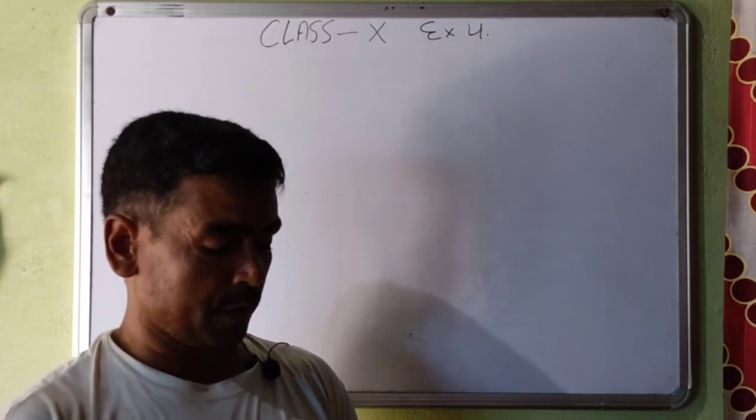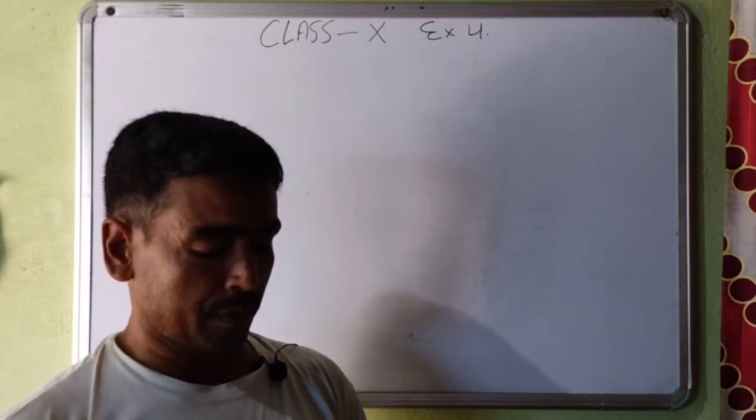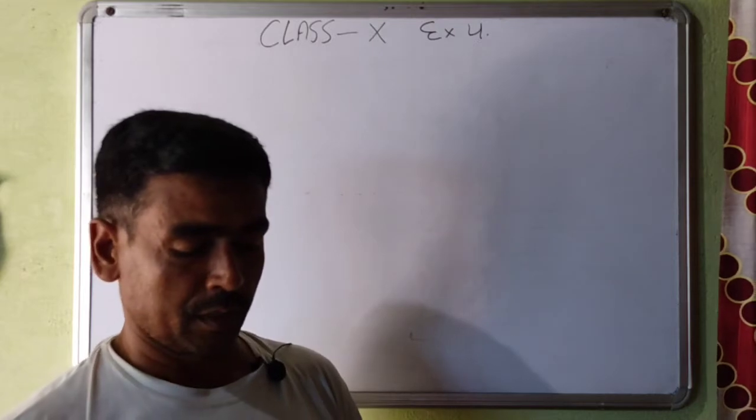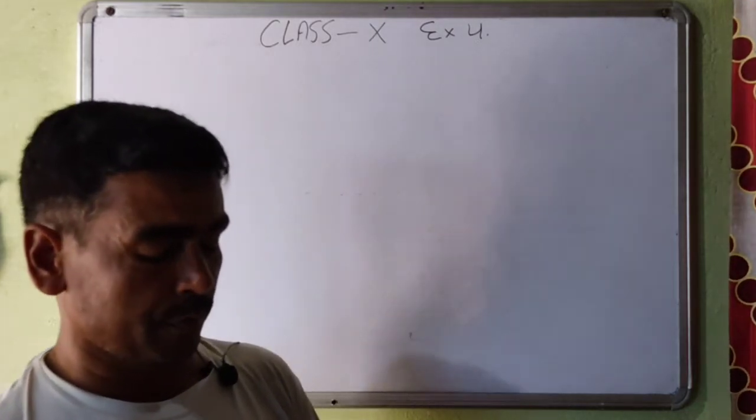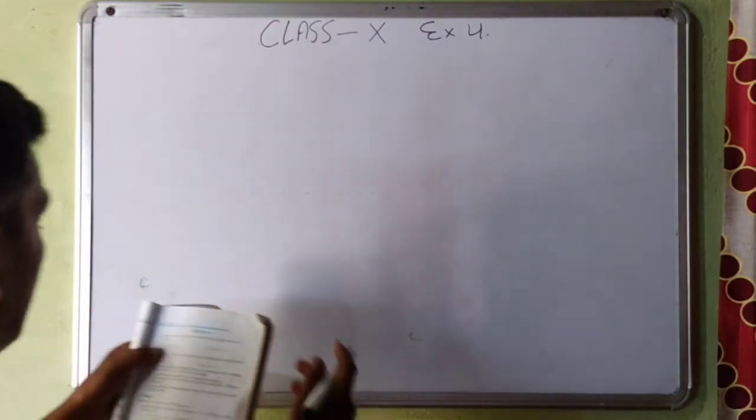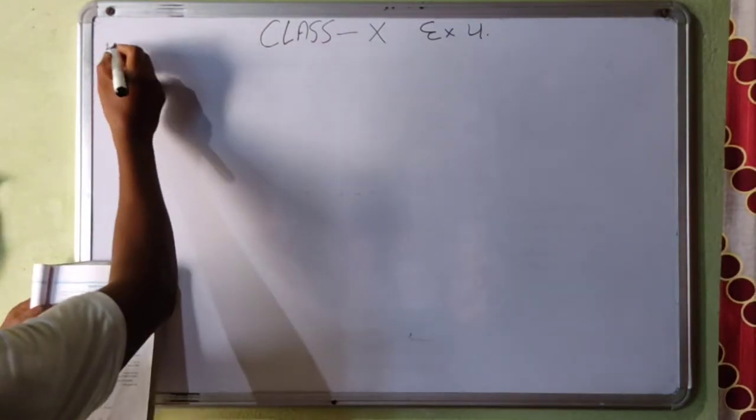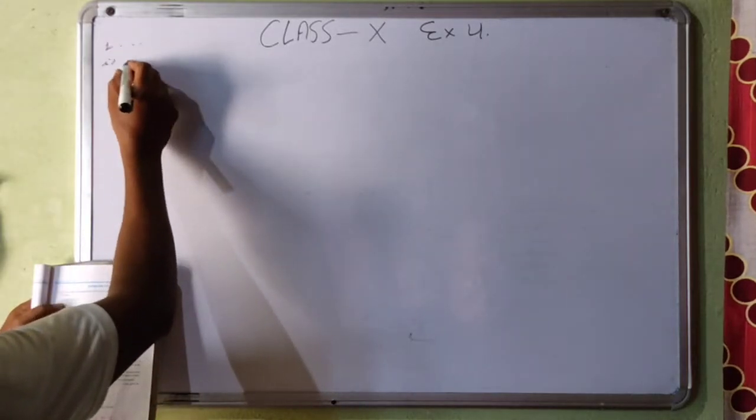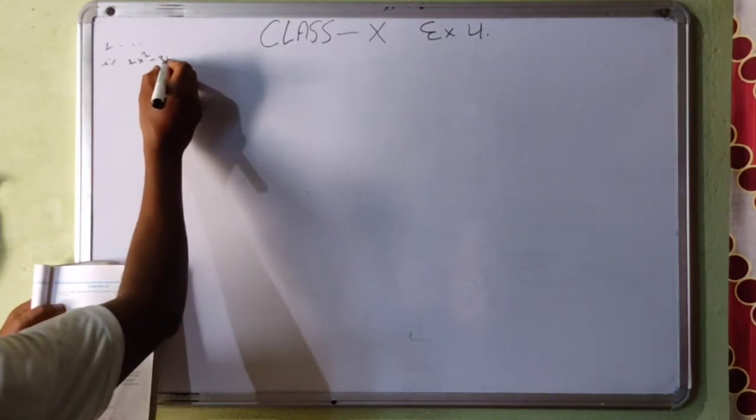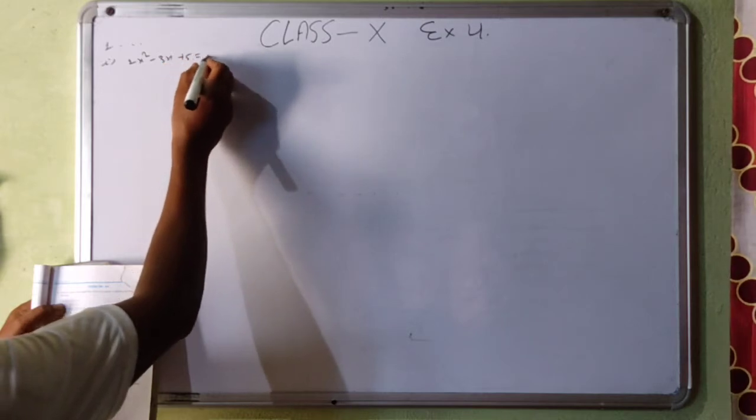Exercise 4.4. Find the nature of the roots of the following quadratic equations. If they have real roots, find them. That first part: 2x square minus 3x plus 5 is equal to 0.